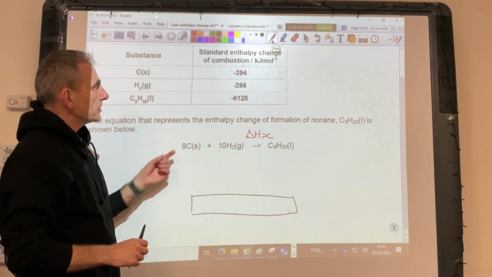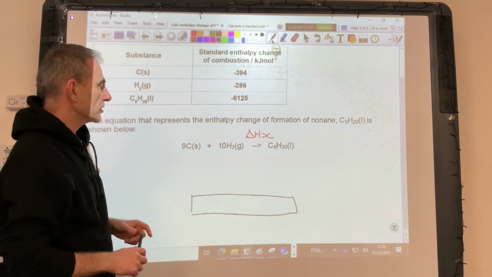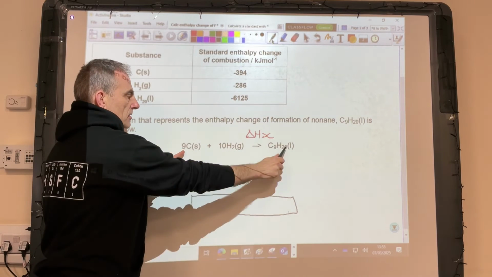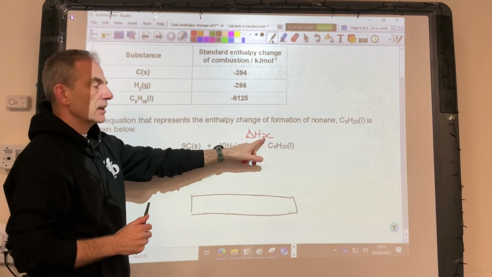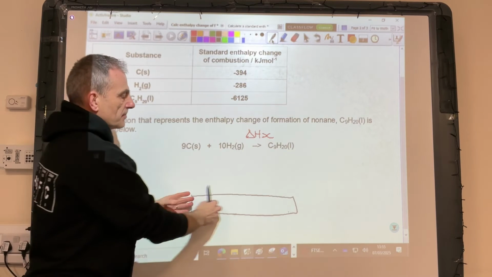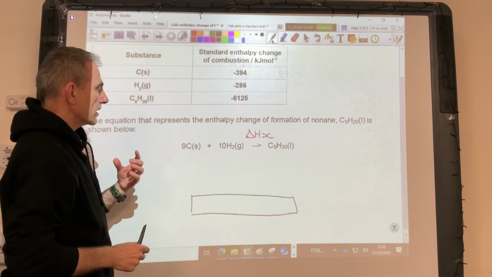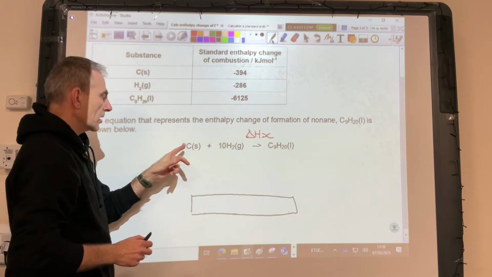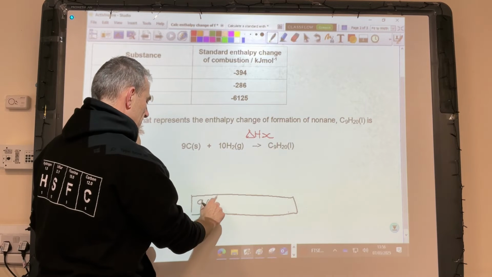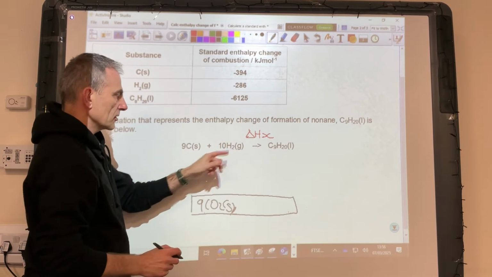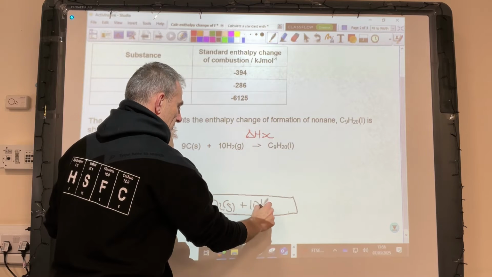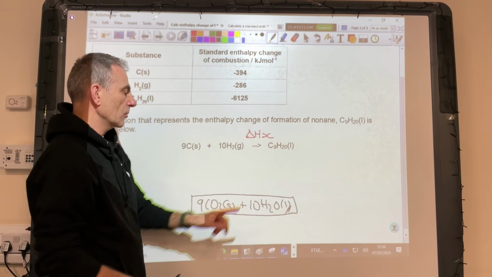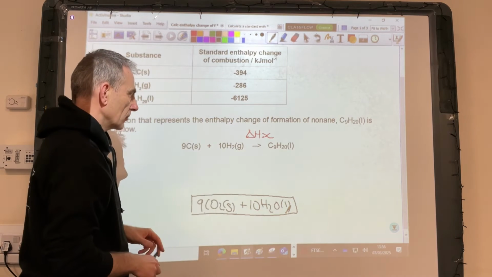Because we're using enthalpy changes of combustion to do the calculation, we draw what's called a combustion cycle. So there's the reaction we want to calculate the enthalpy change for. I'm just calling it delta HX for the calculation. And in this box, I'm going to put the products of complete combustion of everything in the reaction. So 9 moles of carbon will give 9 moles of CO2, 10 moles of hydrogen will give 10 moles of H2O, and 1 mole of C9H20 will give those. That's how the cycle works.